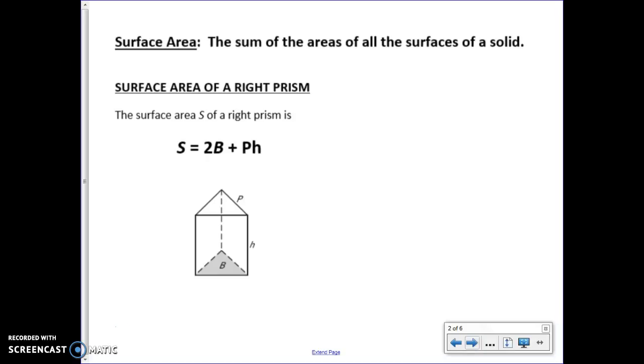Think about when you wrap a present. It's where all of the wrapping paper goes if you didn't overlap anything. So surface area of a right prism is represented by this formula: 2 times the base plus the perimeter of the base times the height. You need to know that formula and how it's used.